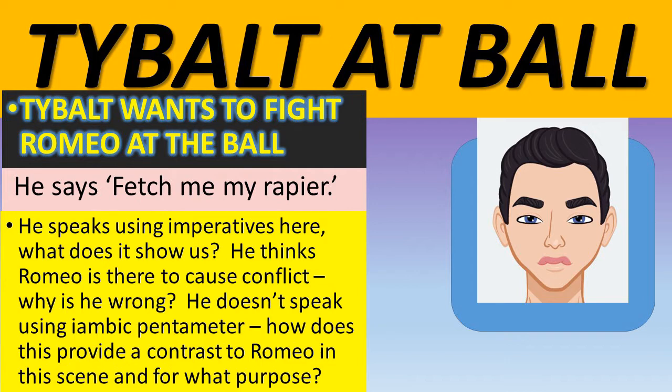He says, again, speaking in imperative verbs, you can explore that and reflect on how a pattern is being created to represent this character. He thinks Romeo's there to cause conflict. Why is he wrong? And he doesn't speak using iambic pentameter. How does this provide a contrast to Romeo in this scene, and for what purpose?